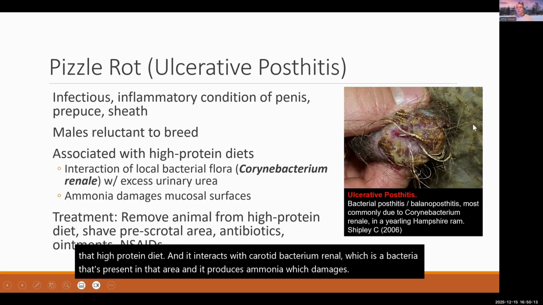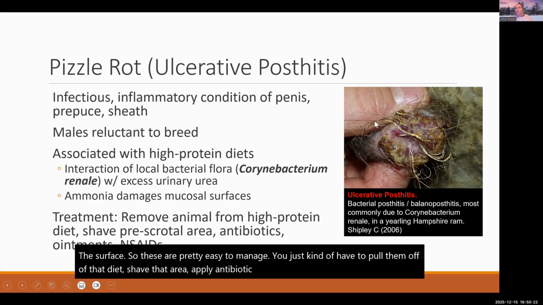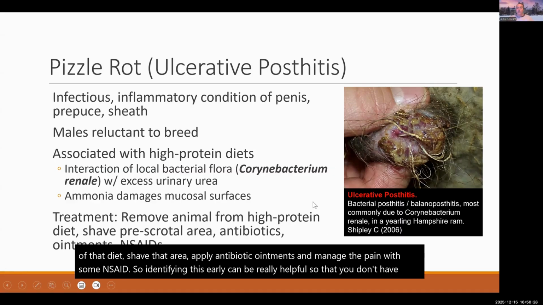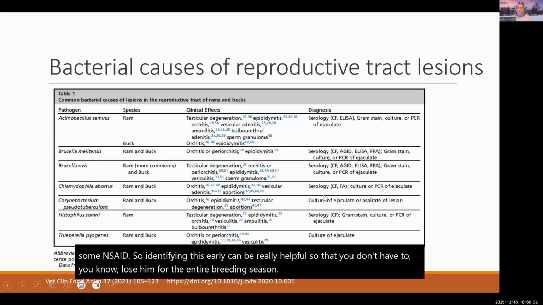So these are pretty easy to manage. You just have to pull them off of that diet, shave that area, apply antibiotic ointments, and manage the pain with some NSAIDs. So identifying this early can be really helpful so that you don't lose him for the entire breeding season. And then just a few infectious causes.